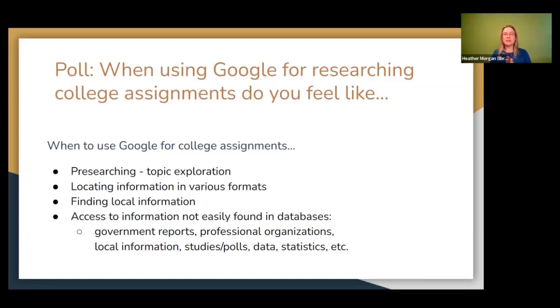And there's a lot of information that is just not easily found in some other library resources, such as government reports or information coming from professional organizations, perhaps advisory groups, things like that. So these are the times where you definitely want to use Google. And this presentation is going to help you find more credible information for your academic reports. So don't overlook Google. It can be an incredible resource for you.